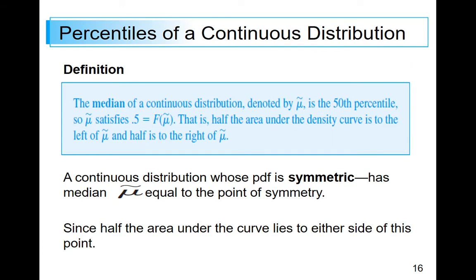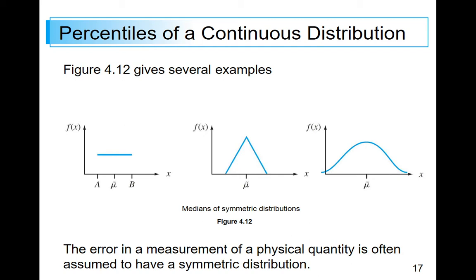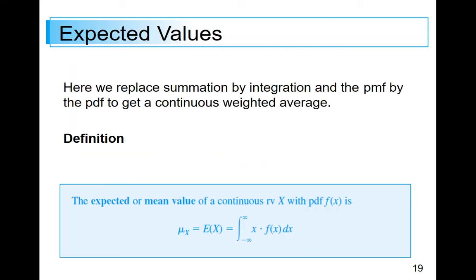And then the median, because it's symmetric, half lies to the left and half to the right. Here's the median, 50%, 50%. And actually, all these are symmetric, so the mean is equal to the median. If you have a symmetric distribution, the median is equal to the mean.